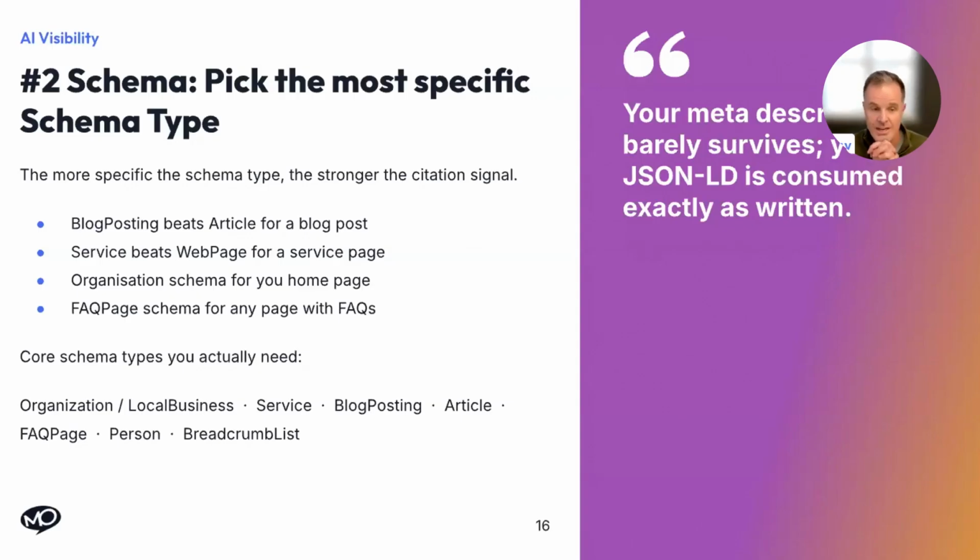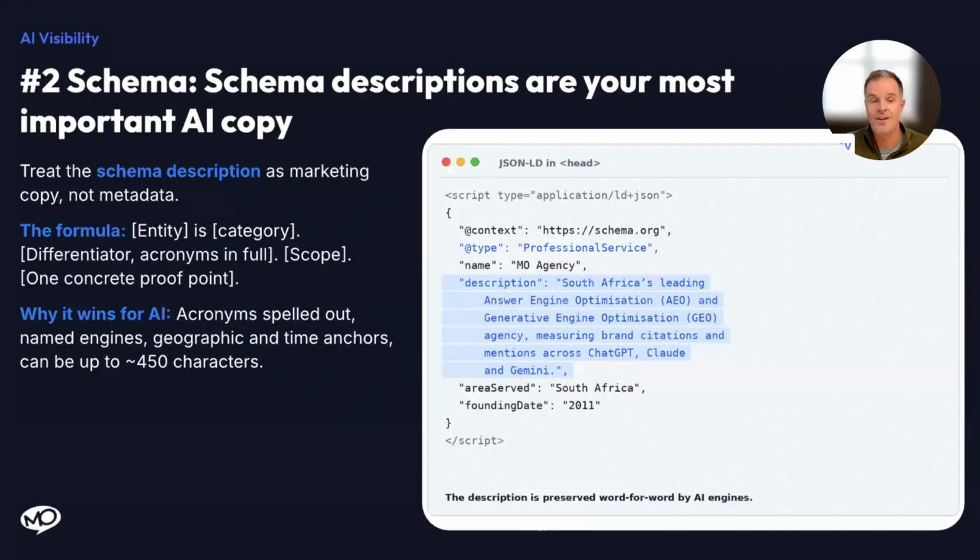Additional types of schemas that you actually need: organization, local business, service, blog posting, article, FAQ, person, and breadcrumb list. It's beyond the scope of what we are going to jump into here, but I'm just trying to bring your awareness to how this AI visibility game is put together, so you can go off and figure out what you probably have missing or need to improve on. That is what schema looks like. It sits in the head of your website code, and the AIs look at it word for word. It is verbatim that they take it. So it needs to be correct.